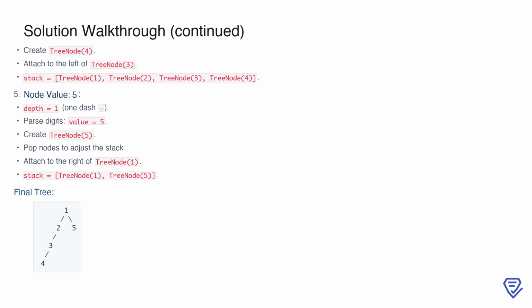The final value in this example, 5, is preceded by 1 dash, indicating a depth of 1. Parsing reveals the value 5. To properly position tree node 5, we pop nodes from the stack until the depth aligns with 1, leaving only tree node 1 in the stack. Tree node 5 is then attached as the right child of tree node 1, and the stack is updated to include tree node 5. The resulting tree structure features a root node 1, with a left subtree extending down to tree node 4, and a right child tree node 5.